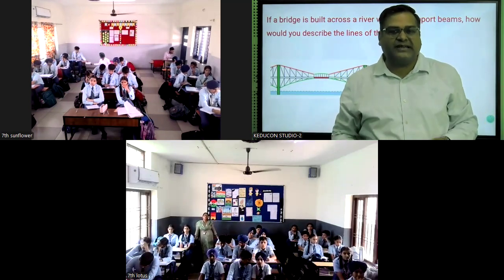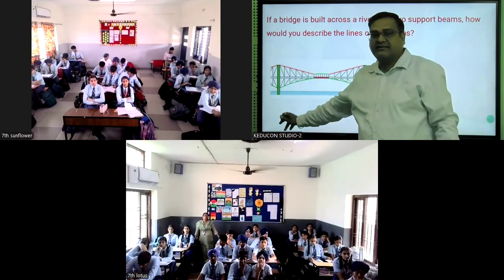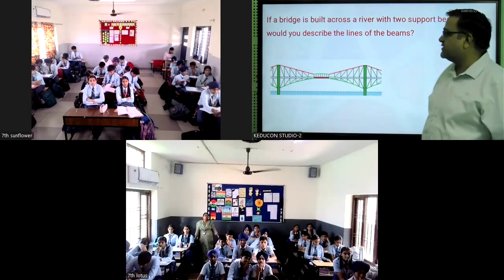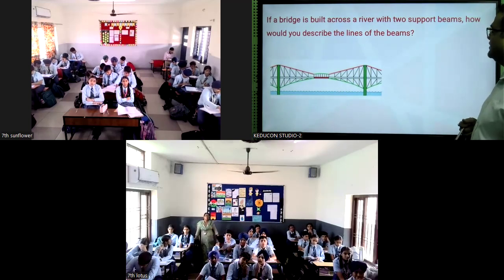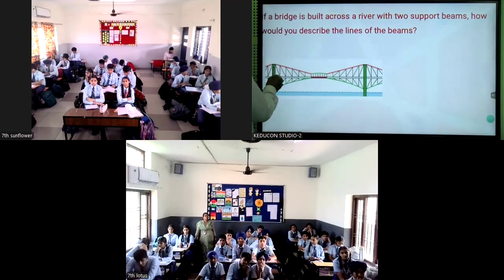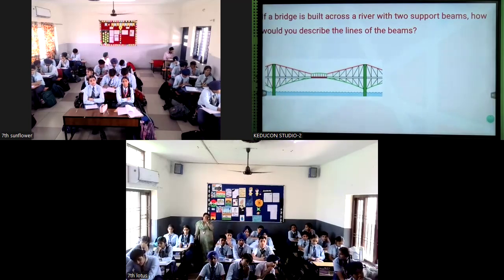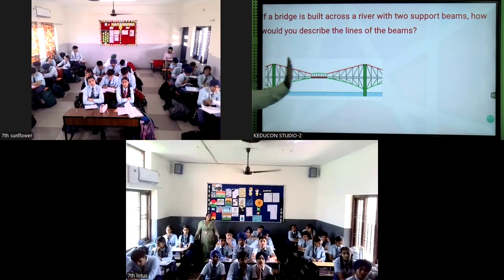What is the shape of those pillars? Now here these green pillars are there, right? How would you describe the lines of the beams? These are known as beams. This one and this one, they are beams. What type of lines are found between the beams? Which lines are there?